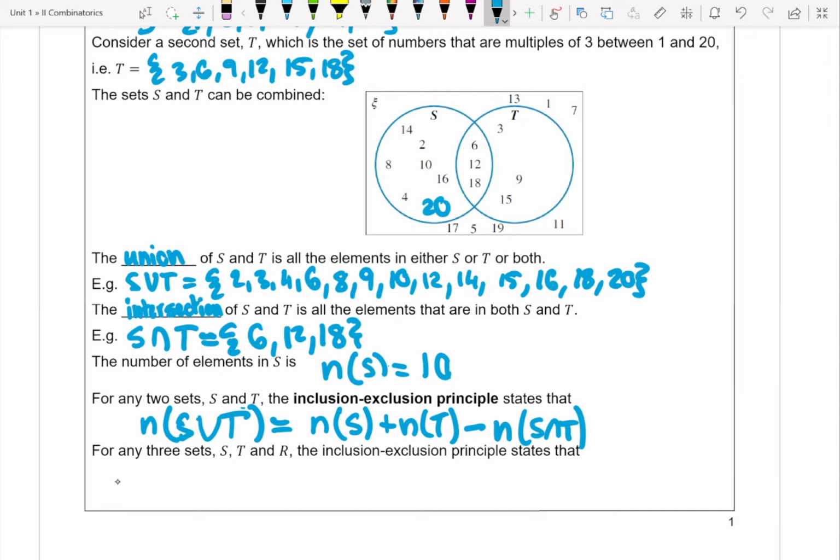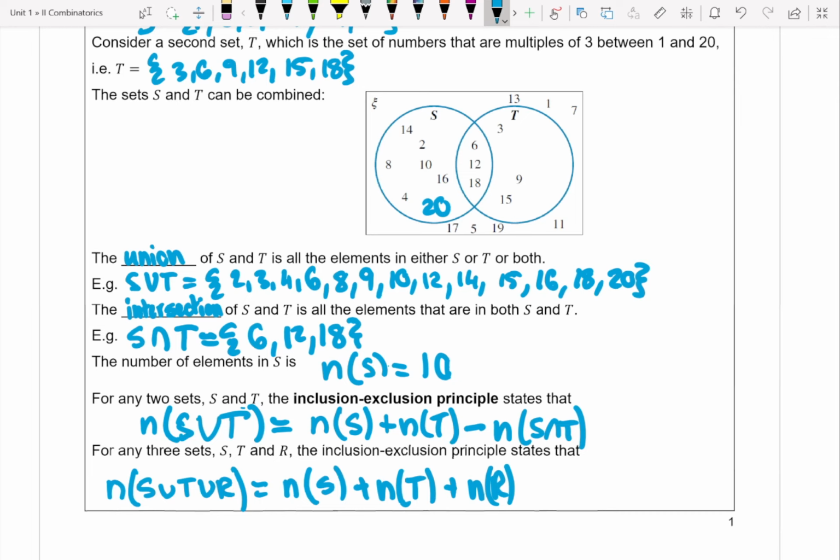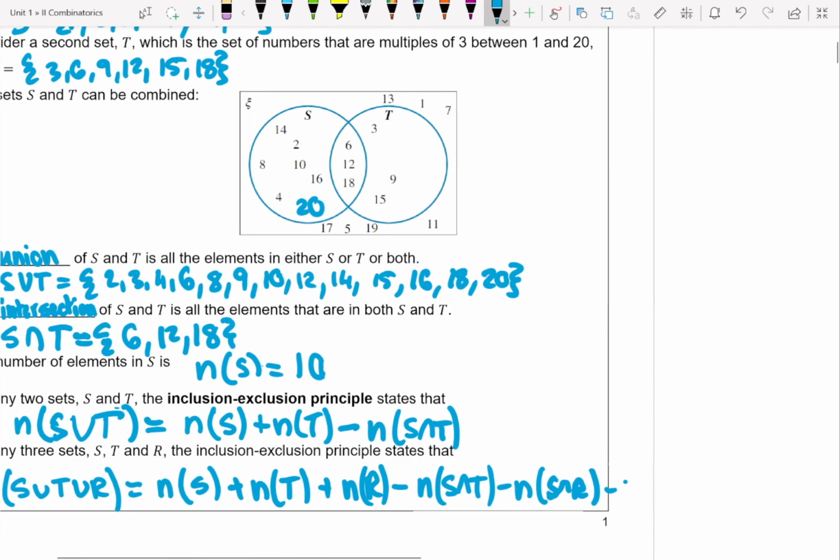If we have 3 sets, so imagine some third set, let's call it R, to find the number of the union of them, we first have to find the number of each of them, but then we've added their overlaps too many times, so we have to subtract the intersection between each pair. So S intersect T, S intersect R, and R intersect T.